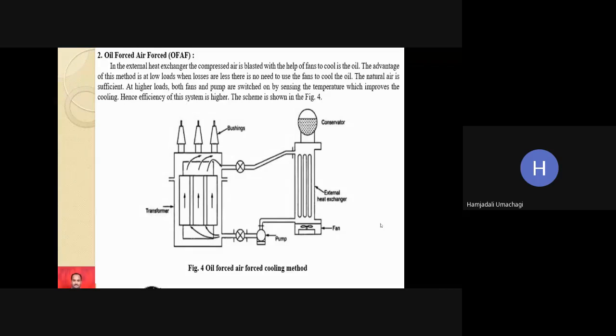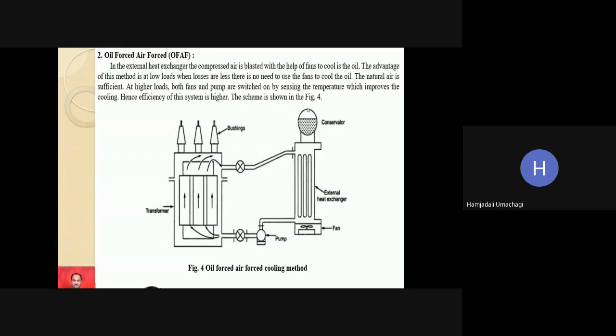To sense whether the load is more or less: if the load is less, the temperature will be less; if the load is more, the temperature will be more. So to sense the temperature, we are using some sensors there. At higher loads, both fans and pumps are switched on. At what time do the fans and pumps have to be switched on? For that sake, we are going to fit some temperature sensors there. Hence, the efficiency of this system is higher.